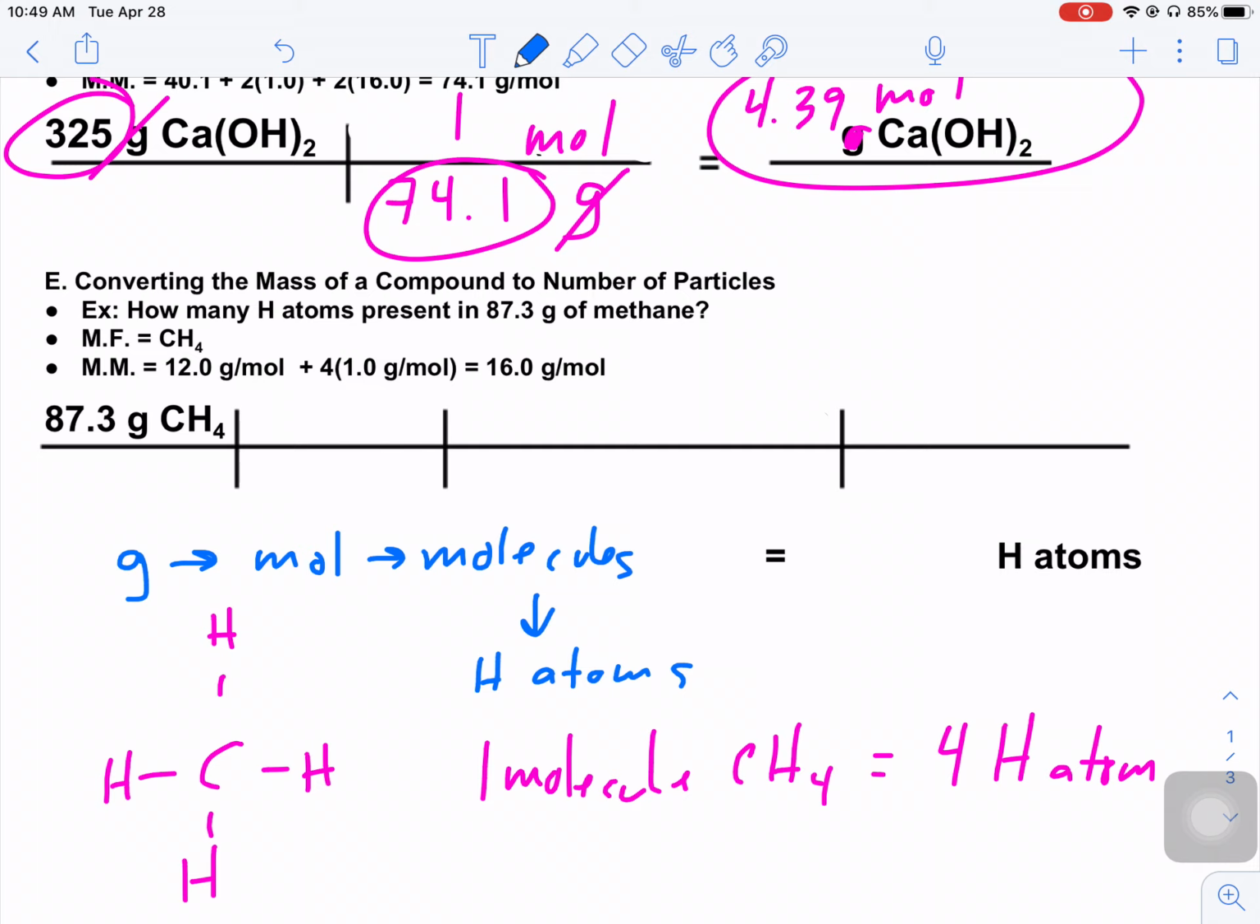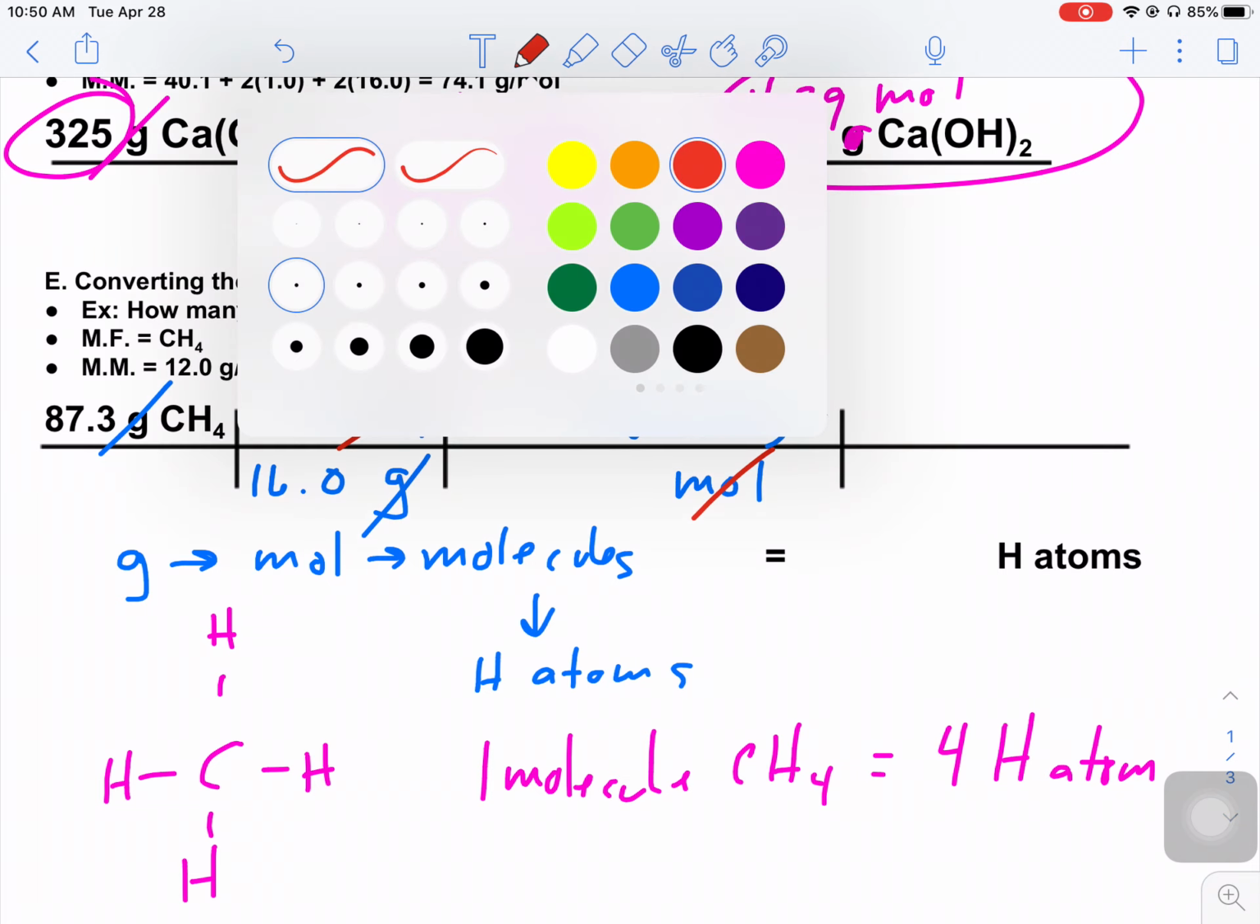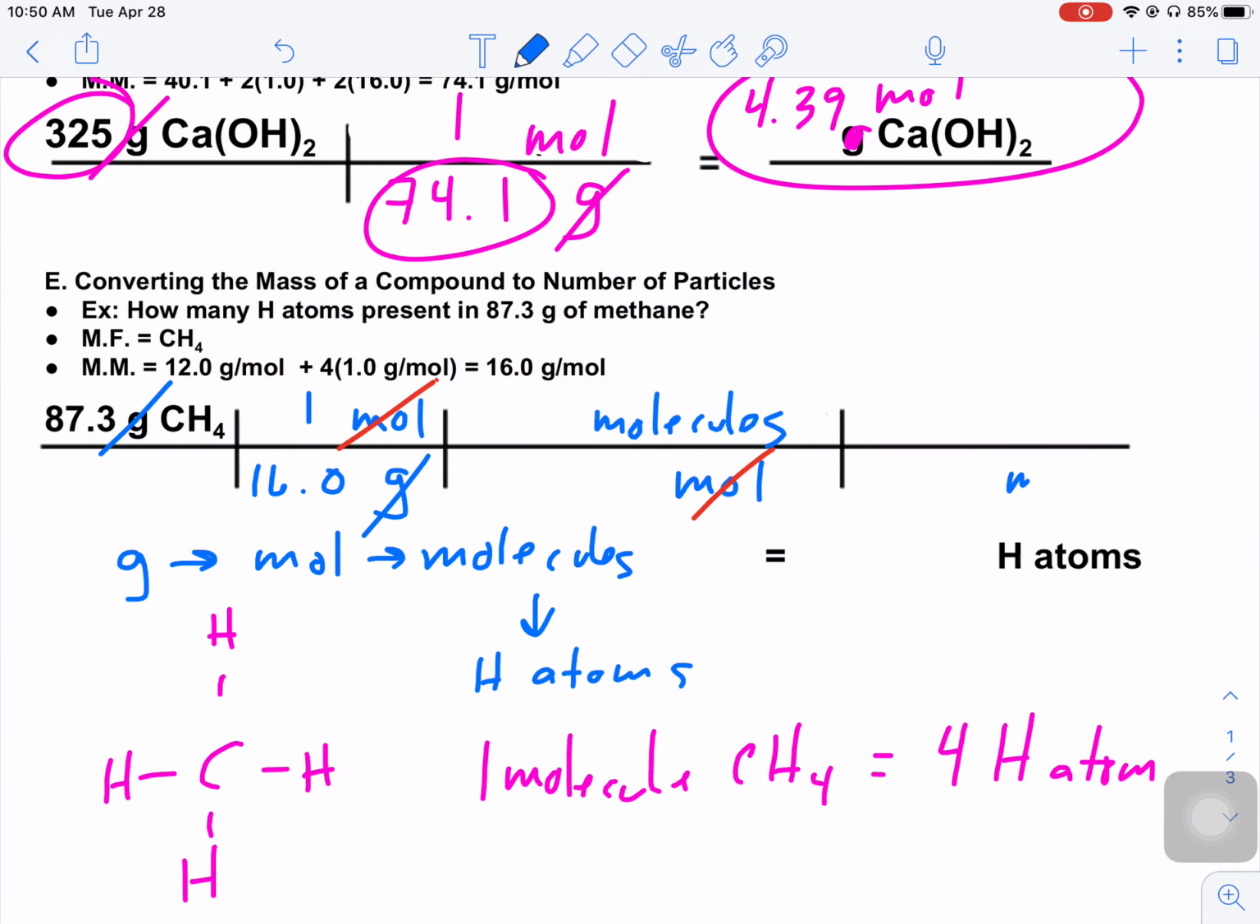So step 1, we're going to go from grams of methane to moles of methane. I'm not going to go through my calculation because I've done that before, but 1 mole of methane is about 16 grams. And we're going to show unit cancellation along the way. Then we're going to go from moles of methane to molecules of methane. I'll show unit cancellation in a different color, so moles cancels out moles. And then we're going to go from molecules of methane to hydrogen atoms, and that's the conversion factor that we constructed down below.